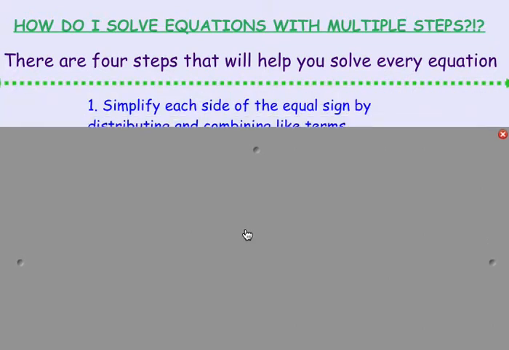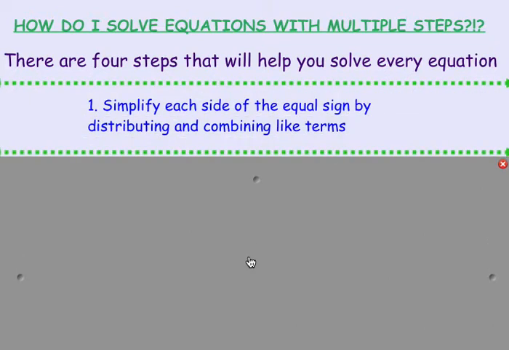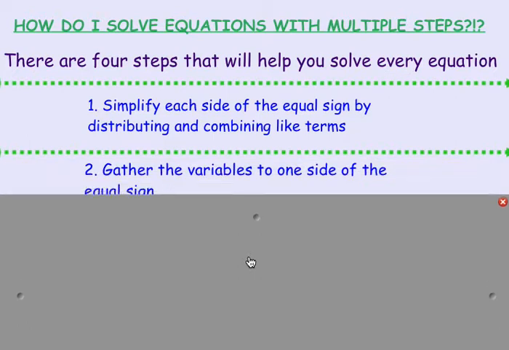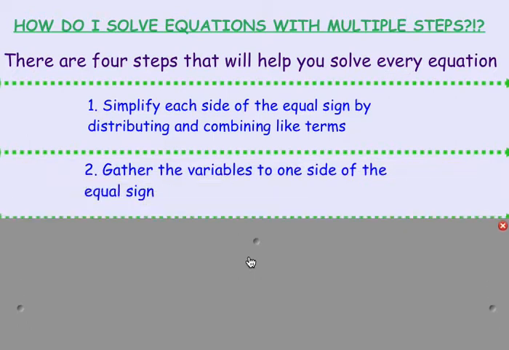So the first step is to simplify each side of the equal sign by distributing and combining like terms. Now, you don't have to write all of that in its entirety. Pick out what you need in order to understand it. Biggest thing is that you simplify each side. Okay, how do you do that? By distributing and combining like terms. Now, if I'm talking too fast, you can always pause the video to finish what you're writing down.